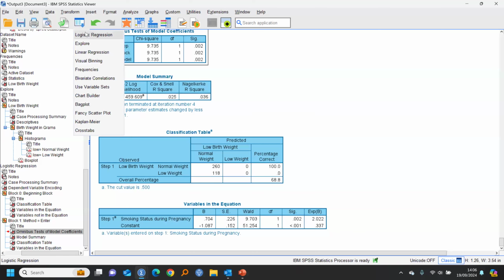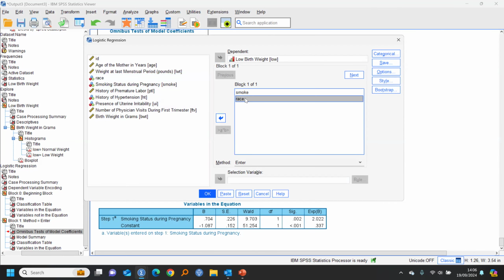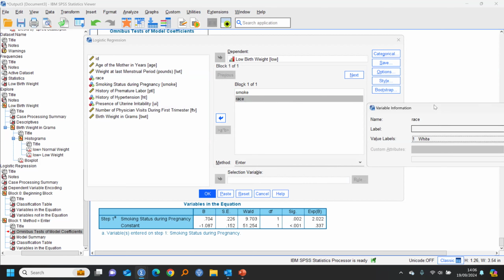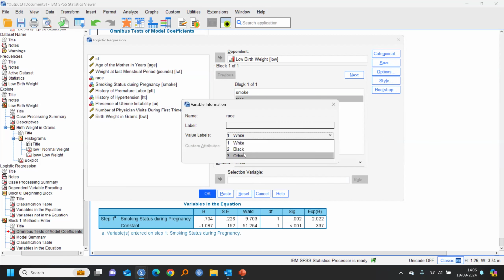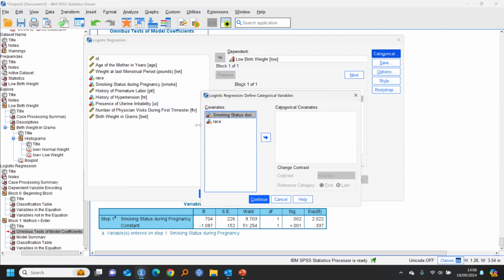If we add in another variable here, I'm going to add in race. Now, race this time isn't coded as 1 and 0. It's actually got 3 categories here: white, black, other. So this is old data, so it should say ethnicity or something more appropriate, but it says race here. So this time I do have to identify this as a categorical field.